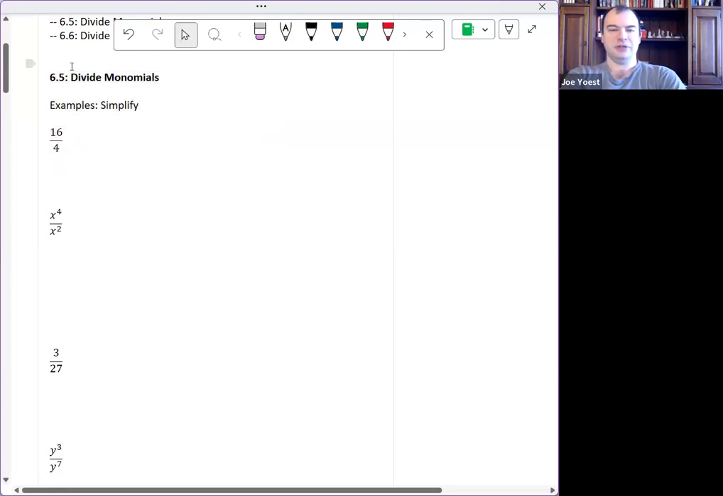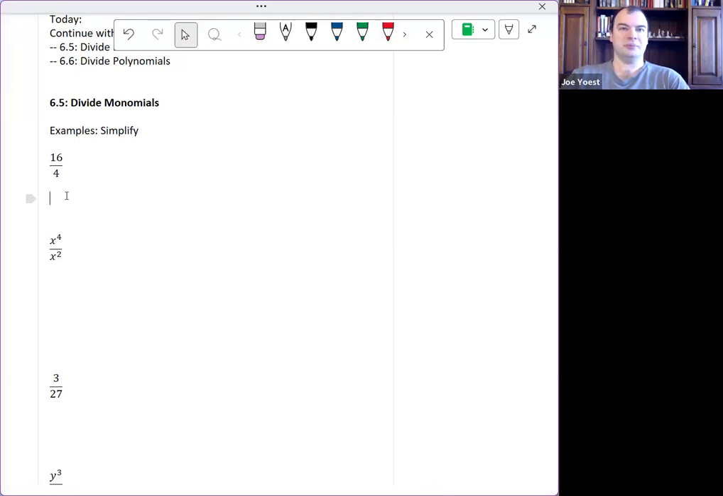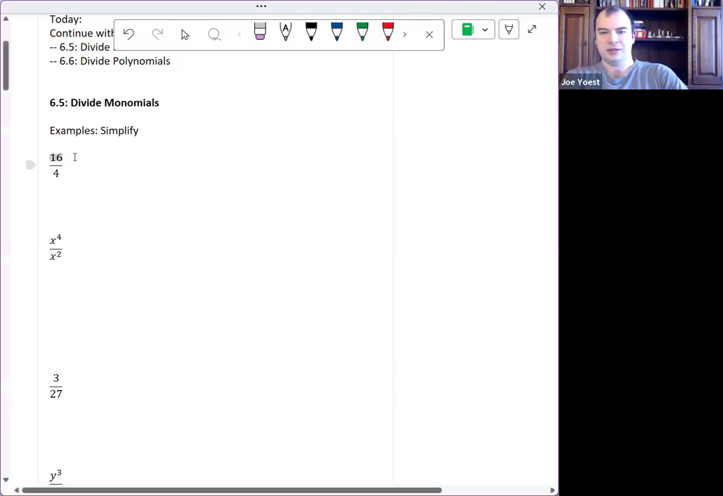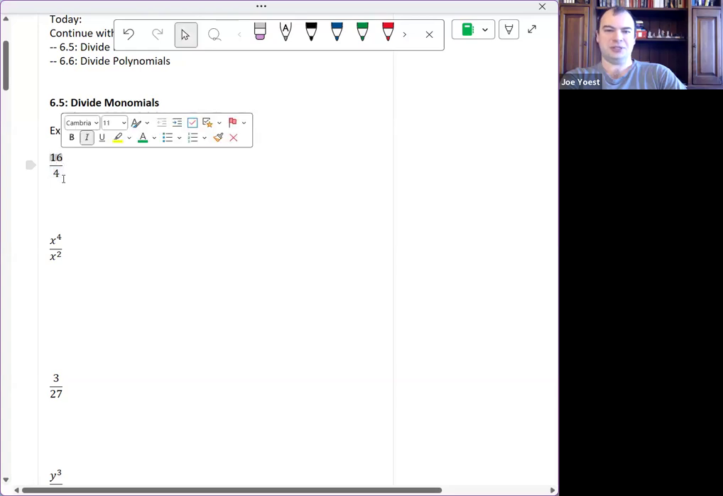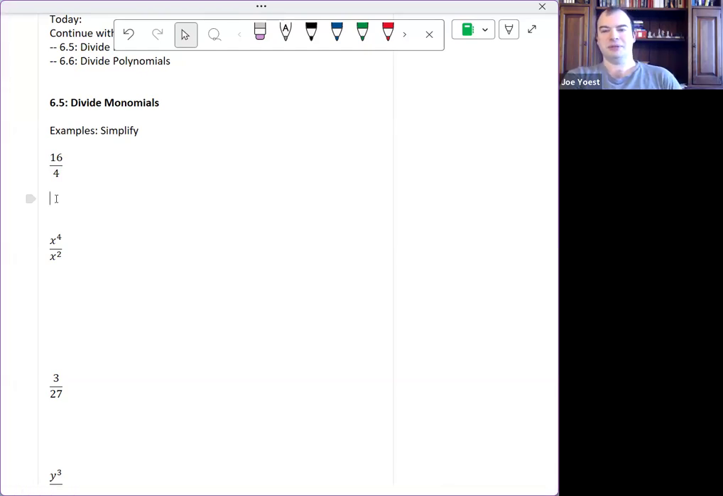Okay, so moving into dividing monomials and polynomials. Let's take a look at a very simple example of dividing monomials. We said that a monomial is just anything where there's one term with a constant times a variable to a power. And actually just a constant, like the number 16, could be a monomial, or the number 4 could also be a monomial. So 16 divided by 4, just a MAT090 arithmetic problem, we could think of as a division of monomials.